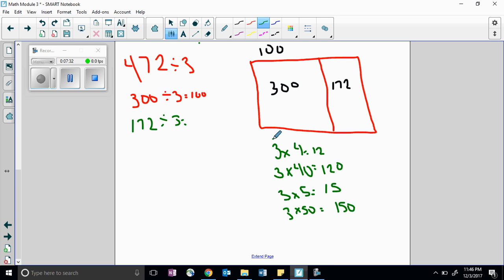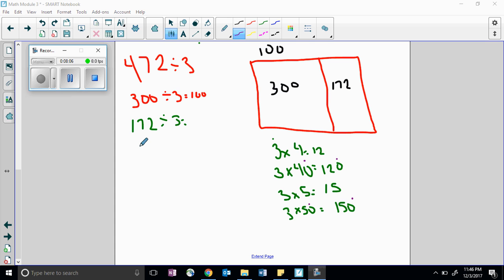We know 3, 6, 9, 12. 3 times 4 is 12. Now watch this. Now all I've done is added a 0. So 3 times 40, oh, all I did is add a 0. 120. 3 times 5, that's easy, it's 15. 5, 10, 15, 3, 6, 9, 12, 15. Add a 0 to the 5 means I added a 0 to the 150. Now doesn't that 150 look really close to that 170? It sure does.